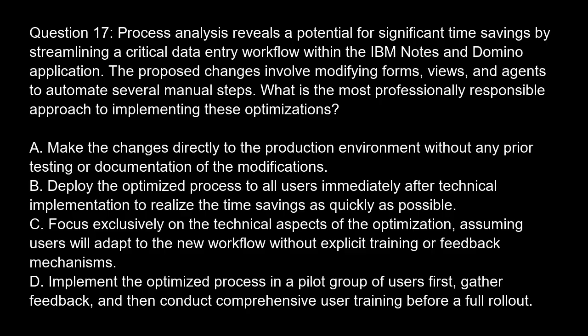Option A. Make the changes directly to the production environment without any prior testing or documentation of the modifications. Option B. Deploy the optimized process to all users immediately after technical implementation to realize the time savings as quickly as possible. Option C. Focus exclusively on the technical aspects of the optimization, assuming users will adapt to the new workflow without explicit training or feedback mechanisms. Option D. Implement the optimized process in a pilot group of users first, gather feedback, and then conduct comprehensive user training before a full rollout.